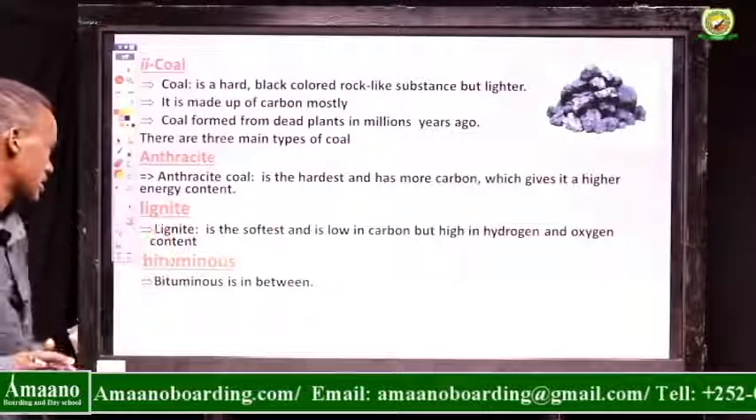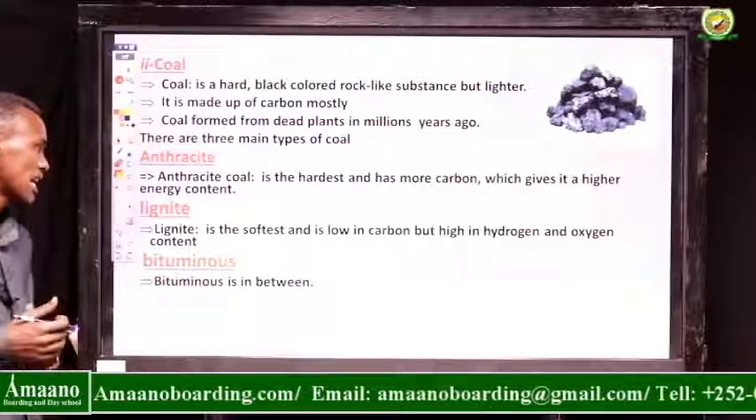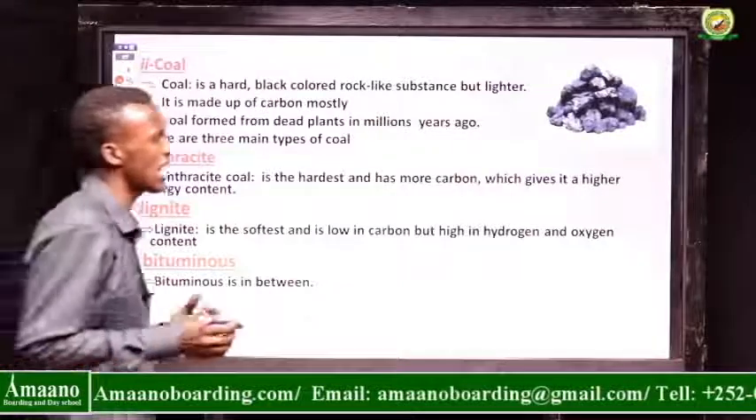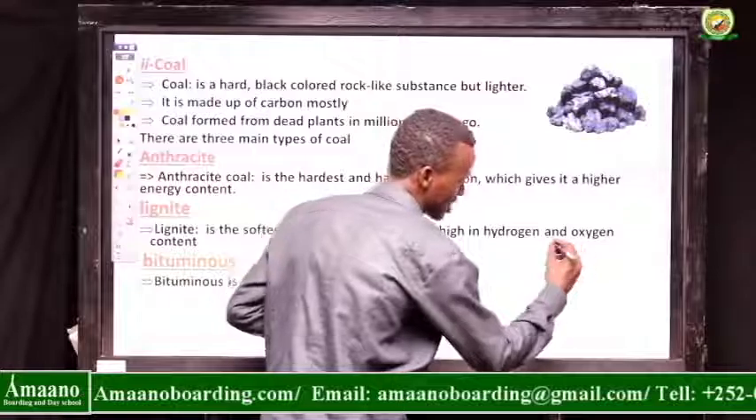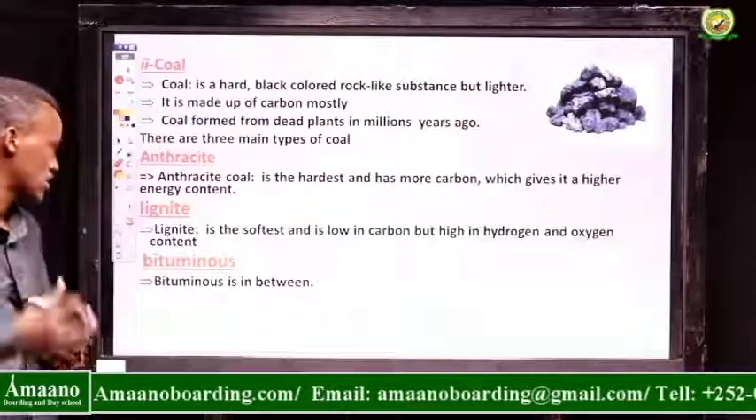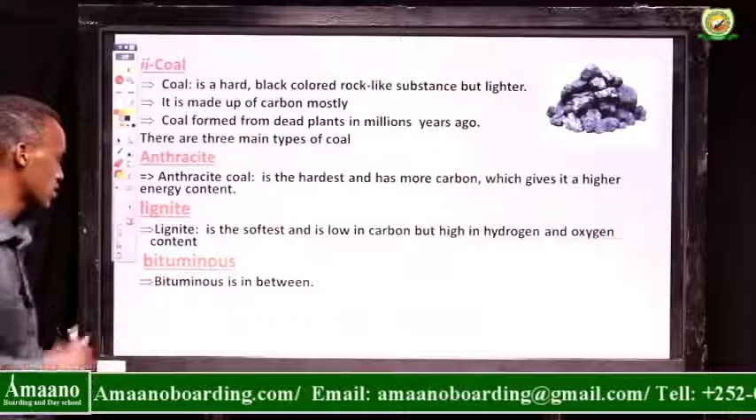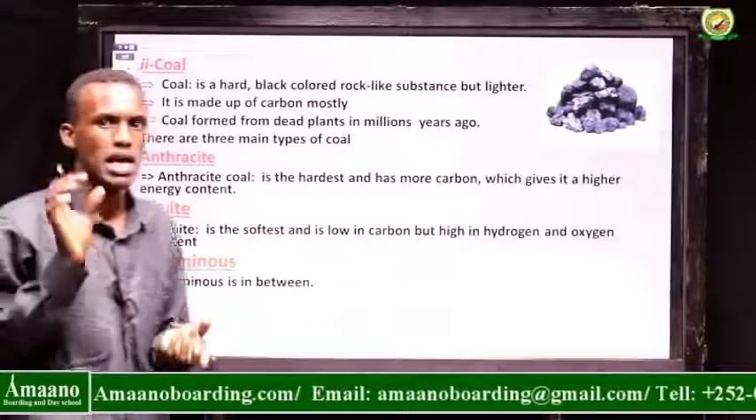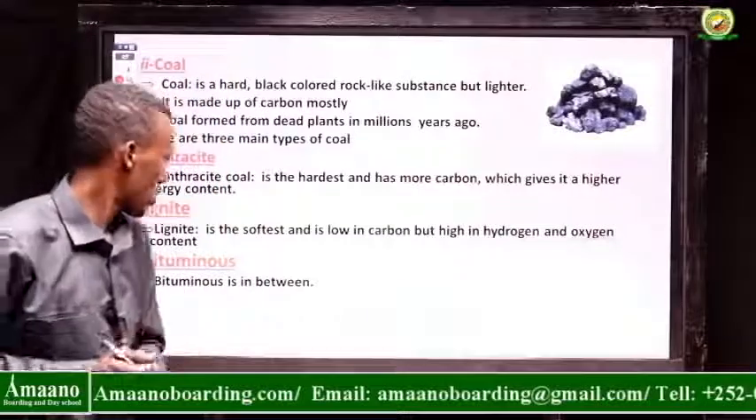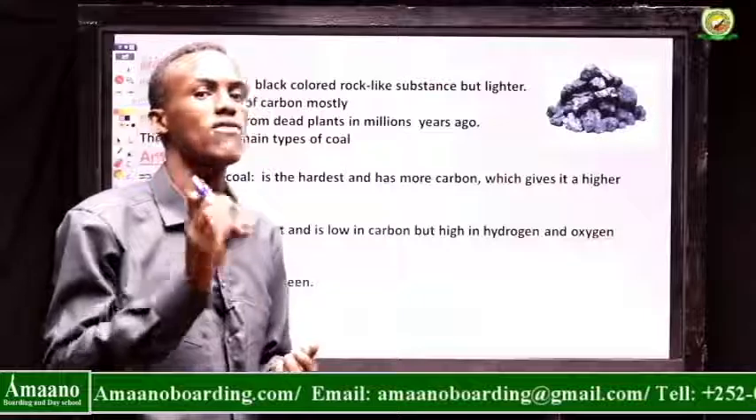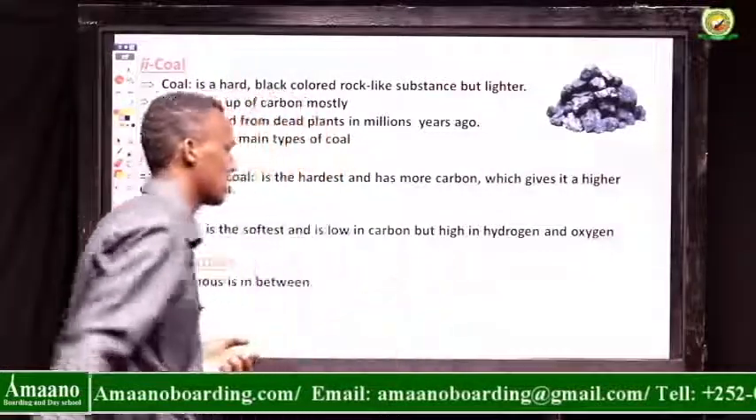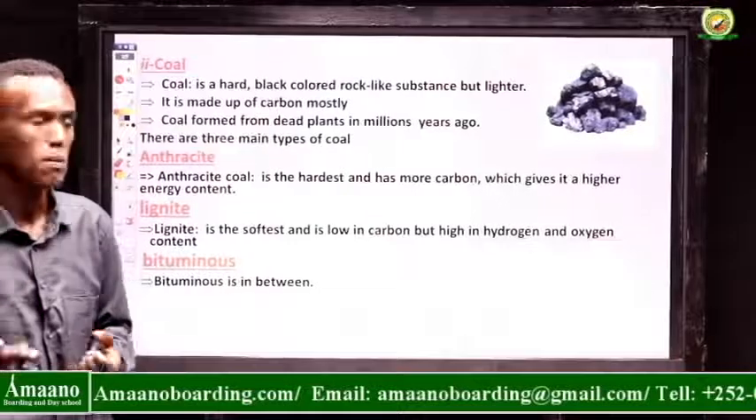Okay, the second one is lignite. Lignite is the softest and has a low carbon quantity, but it is high in hydrogen and oxygen. Okay, bituminous is between anthracite and lignite. The process of extracting coal from the earth is called mining.